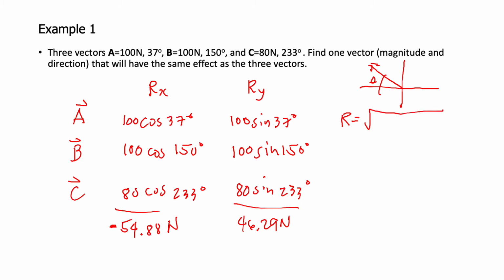Now first let's get the magnitude of the resultant vector, which is R equal to the square root of 54.88 squared plus 46.29 squared. That would be equal to 71.8 newtons. So this is the magnitude R.